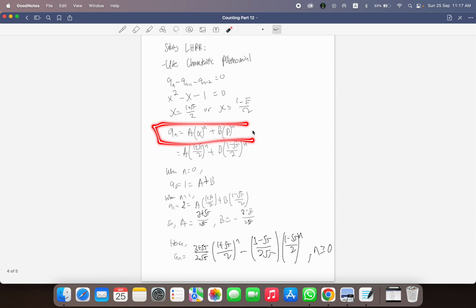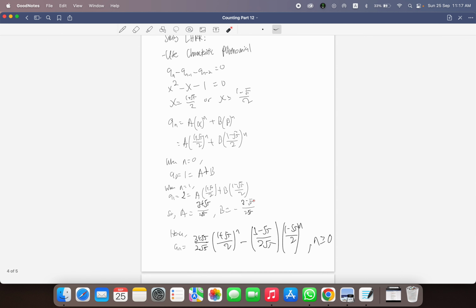Then the solution to this linear homogeneous recurrence relation will just be a constant times the root to the power n plus another constant times the other root to the power n. And the reason why we have two constants is because we need two predecessor terms. This also means that we need two initial conditions so that we can solve for these two constants. And so a_n will just result in this formulation.